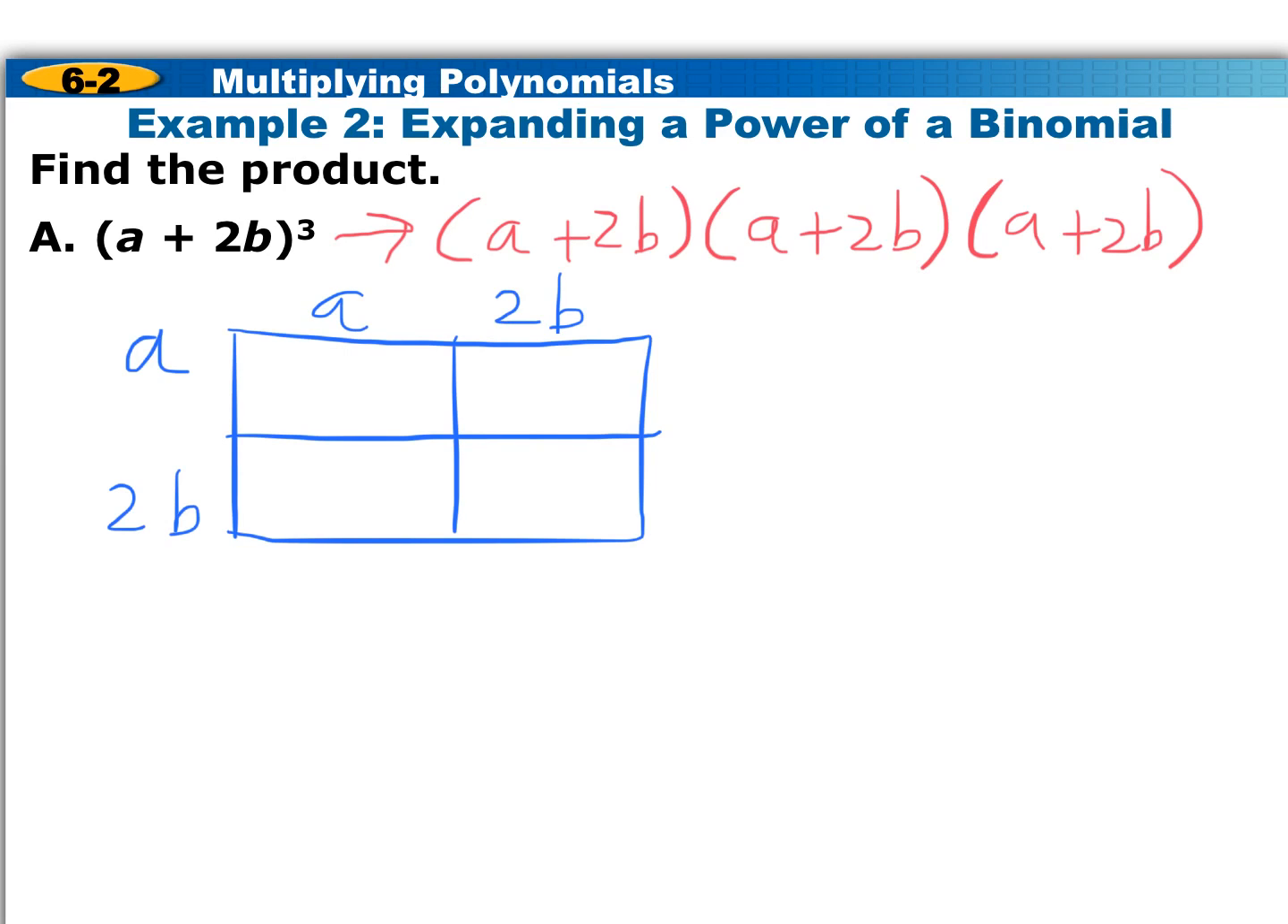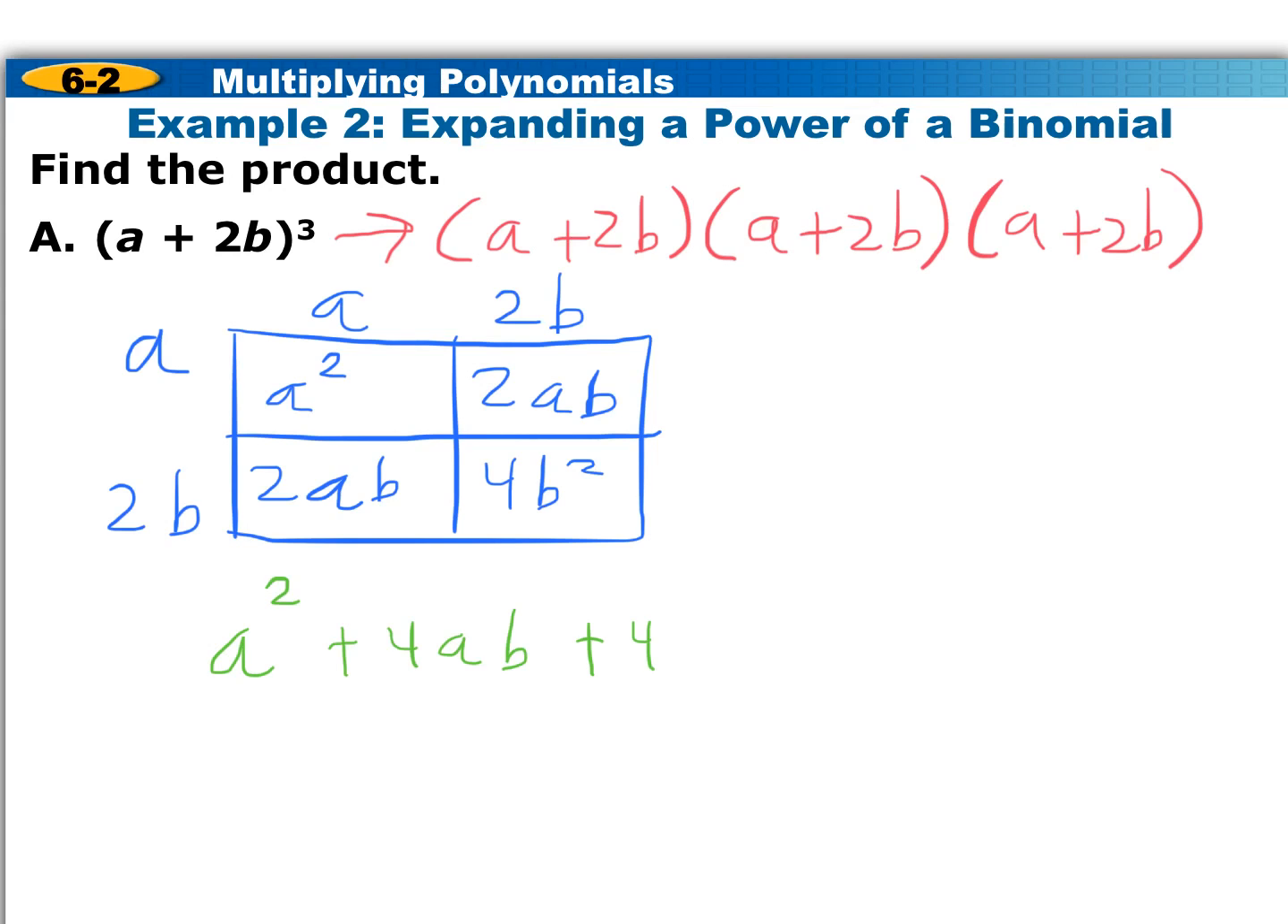So it doesn't matter if you use the box method or use the distributive property in the arrows, you're going to get the same answer either way. So I like the box method. A times a is a squared. A times 2b is 2ab. 2b times a is 2ab. 2b times 2b is 4b squared. So let's add our like terms now. We've got a squared plus 4ab plus 4b squared.